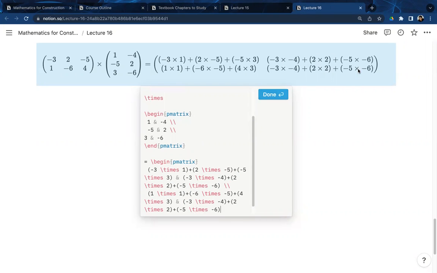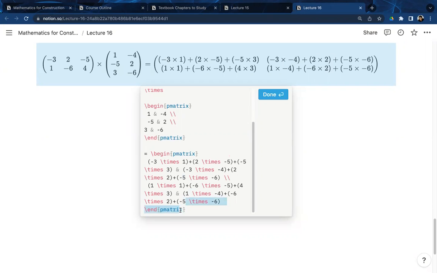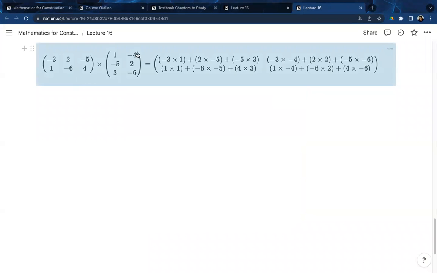Then bottom right is second row, second column. So the -4, the 2, and the -6 would stay, but it's 1, -6, and 4 for the first numbers. So 1, -6, and 4. 1 by -4, -6 by 2, 4 by -6.